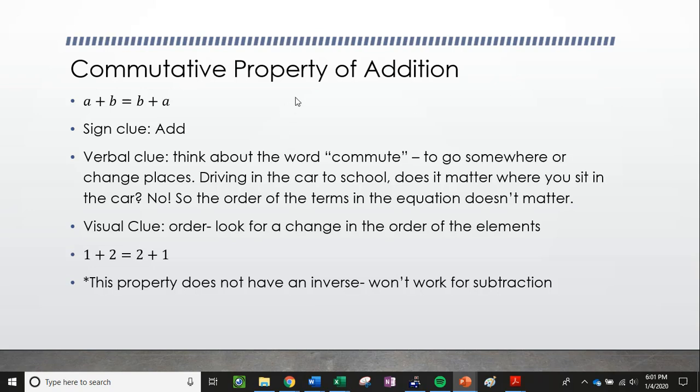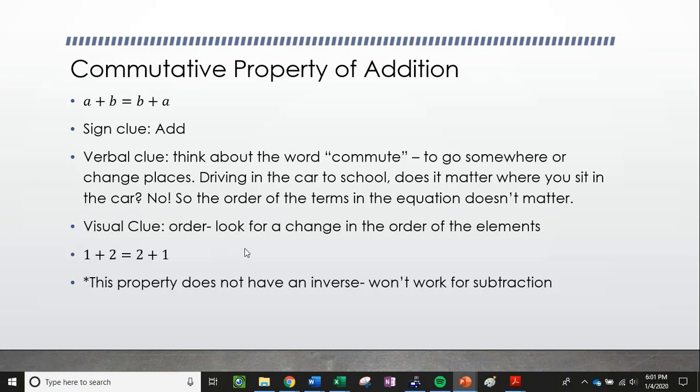If you think about driving in the car to school or riding the bus to school, it doesn't matter where you sit in the bus, right? You're still going to school. You still have the same number of people in the car, in the bus. The order in which you sit in the car when you're commuting doesn't matter. You're still going to be that same number of people. So you can think about that. In the car, you can change your seat. It's still the same number of people.